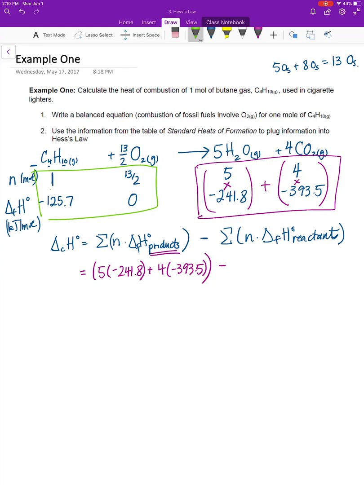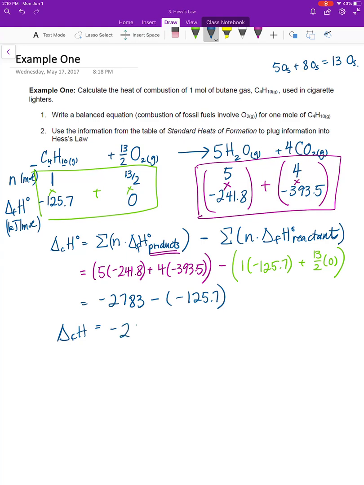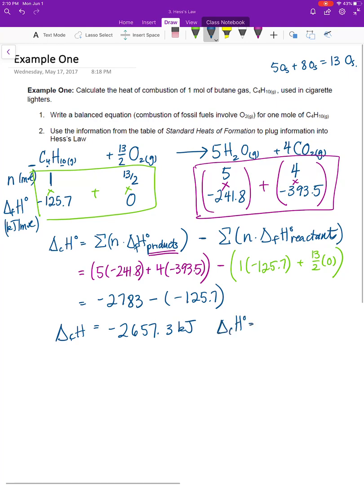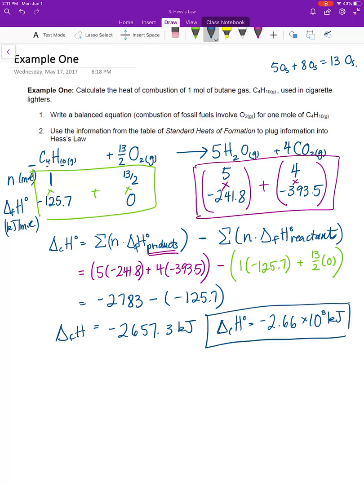Then I'm going to look at my reactants. 1 times negative 125.7 plus 13 halves times 0. When you plug that all into your calculator, you should get negative 2,783, and subtract from that a negative 125.7. So our final answer in terms of heat of combustion, before we round it, is negative 2,657.3 kilojoules. And we always want to round to 3 digits, especially if we're doing a numerical response. So our final answer for our heat of combustion is going to be negative 2.66 times 10 to the 3 kilojoules. And that would be our final answer.